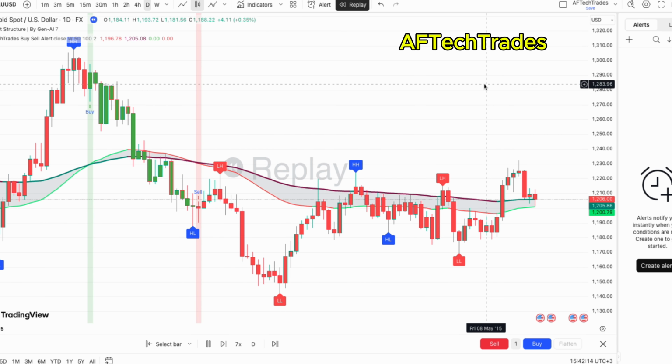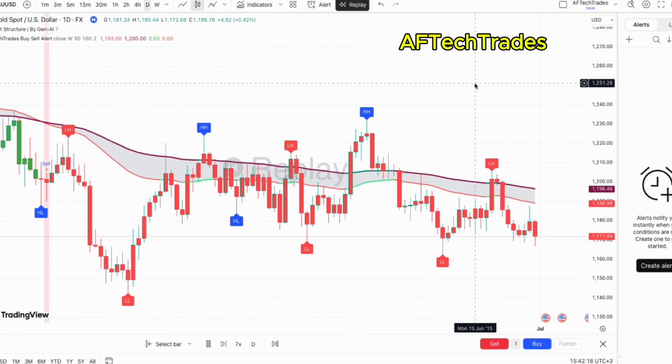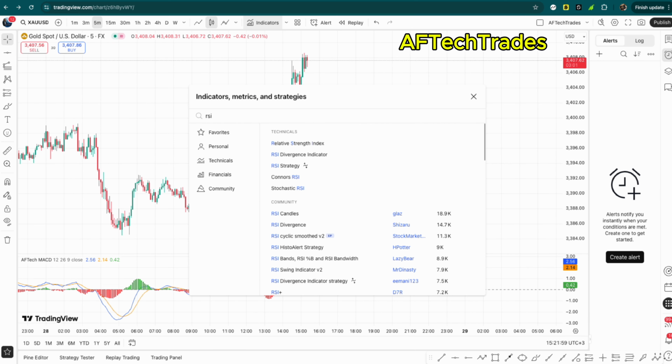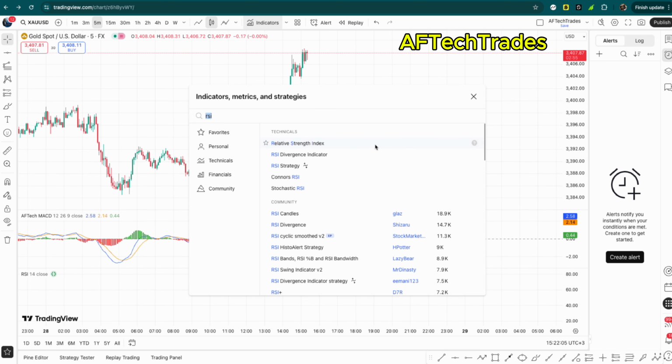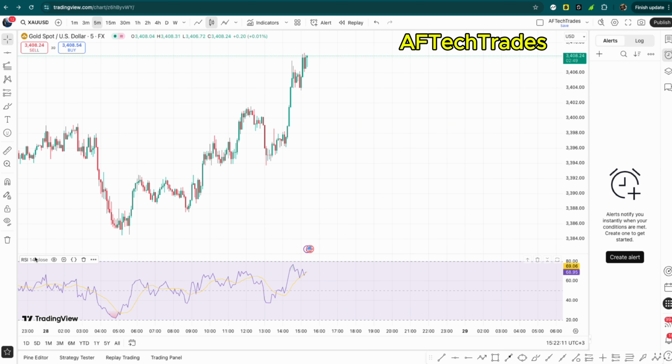So now let's move on to our indicators and add RSI. We'll just type in RSI. Once you type in RSI, you see Relative Strength Index. You click on it and it will be added to your indicators. So now here is RSI. You can move it down to your settings.